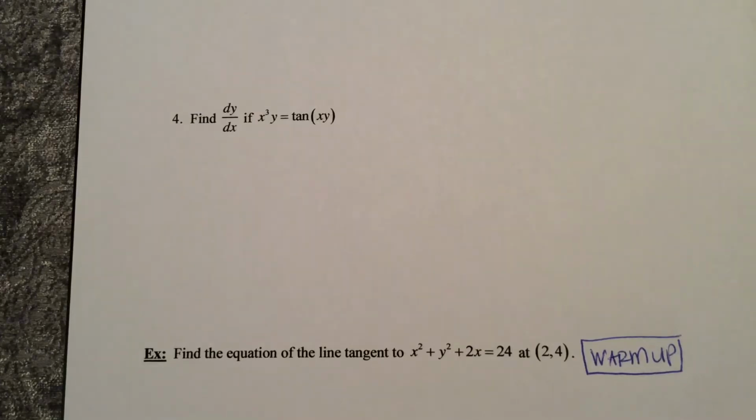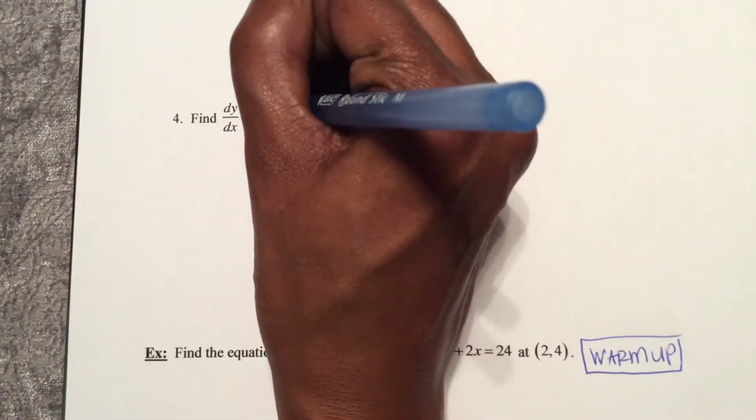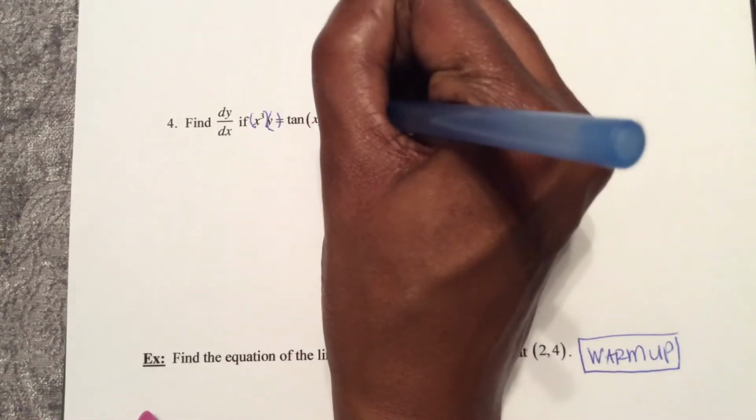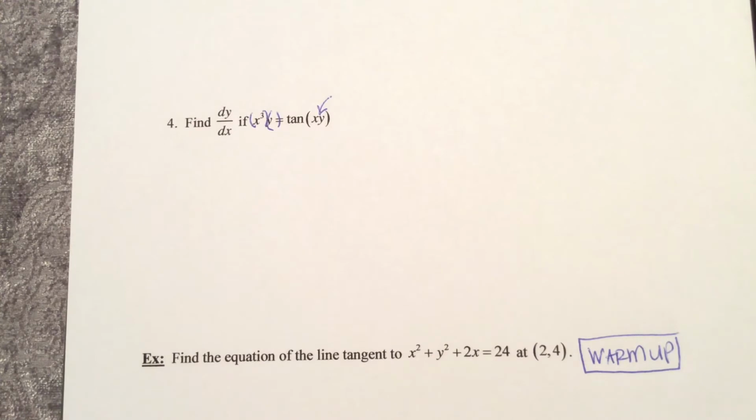In this next example, we're trying to find y prime of this equation where we cannot easily solve for y in terms of x. So let's come up with a game plan before we start to find the derivative. The first thing I look at is the left side of my equation, and I see a product of two functions. On the right side, I see a composition, tangent being my outer function. My inner function is actually a product of x and y.